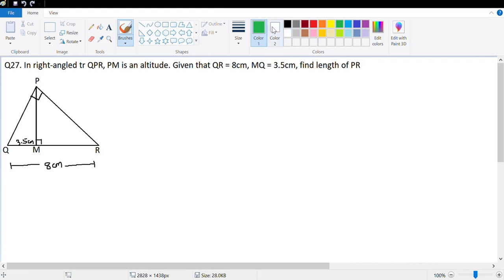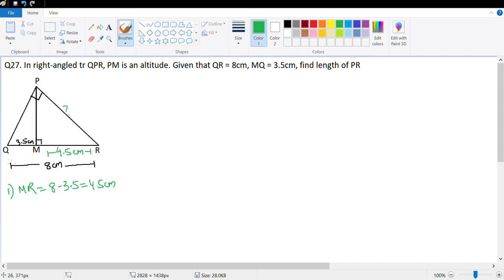In right angle triangle QPR, PM is an altitude, QR is equal to 8 centimeter, MQ is equal to 3.5 centimeter. We need to find the length of PR. So if this is 8, this is 3.5, then this is 4.5 centimeter. Let's just write that down. MR is equal to 8 minus 3.5 is equal to 4.5 centimeter. We need to find the length of PR here.